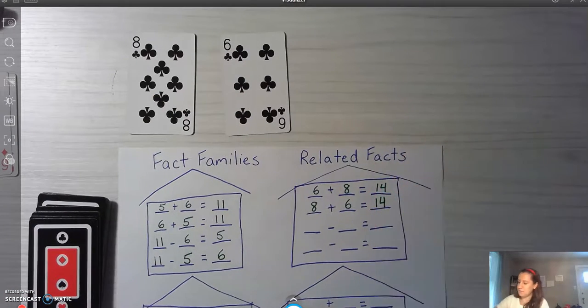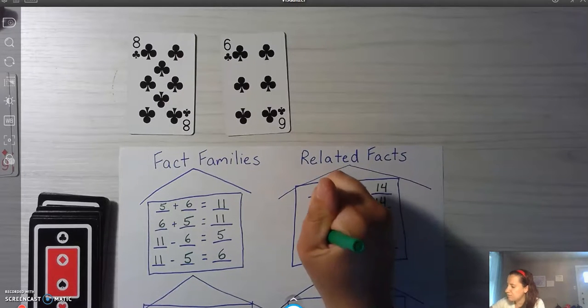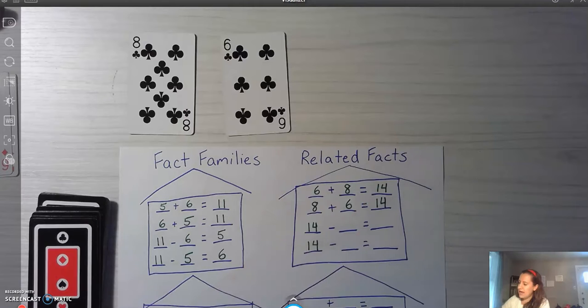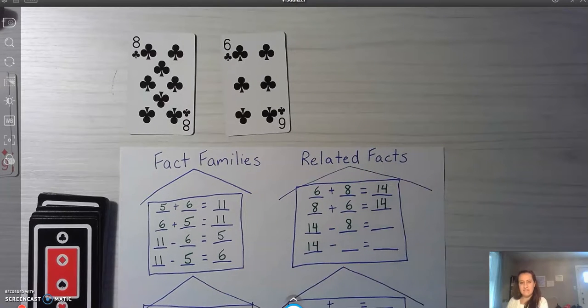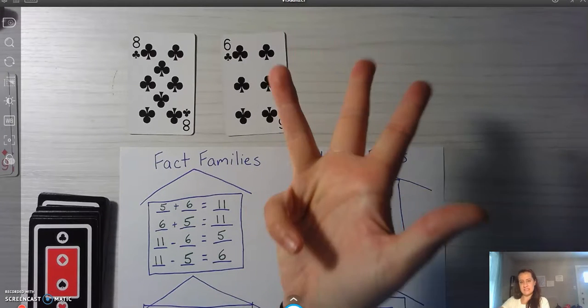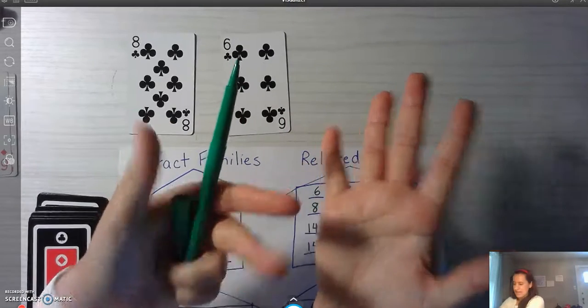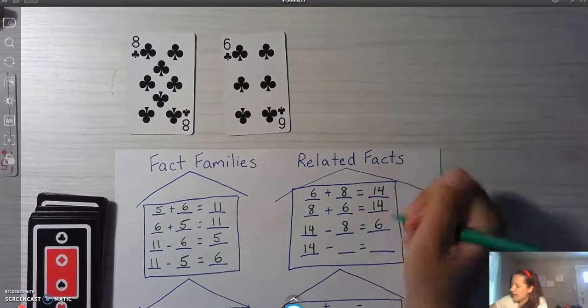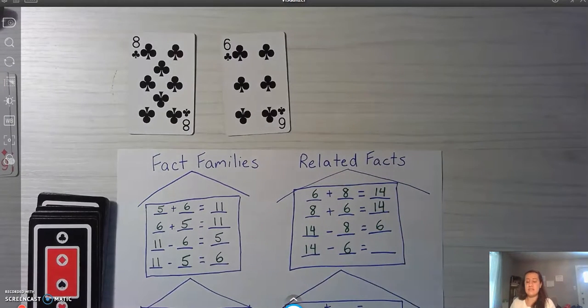For my subtraction problems, remember I need to put my big number at the beginning. So I'm going to put 14 in both of these. And again, I'm going to start by subtracting one of the numbers. And I can count back for this. 14, 13, 12, 11, 10, 9, 8, 7, 6. And then 14 minus 6, 14, 13, 12, 11, 10, 9, 8.